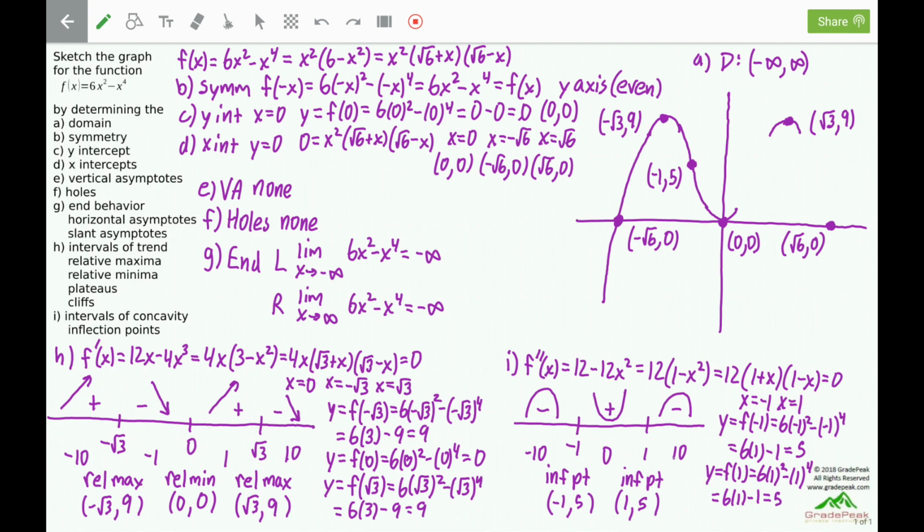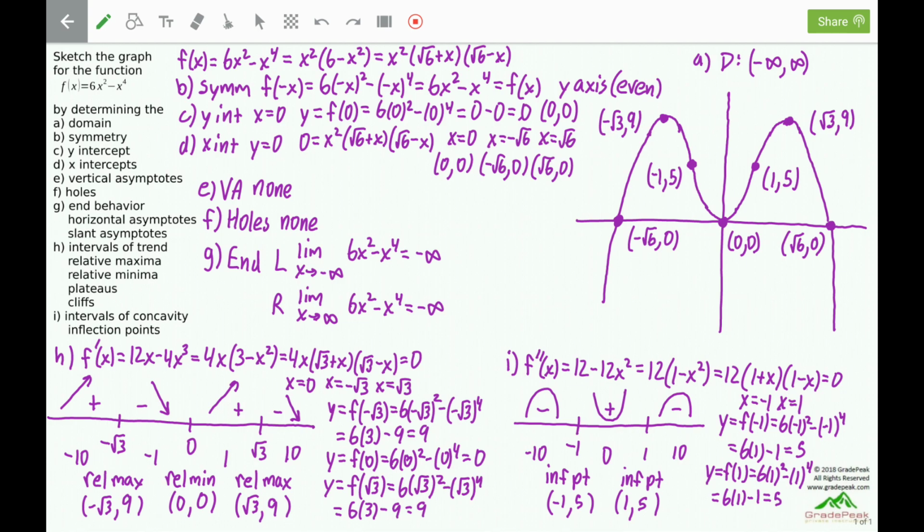We have another inflection point occurring at +1, 5. So that'll sit somewhere about right here. Again, we can label this one. This is +1, 5. And on the left side of it, it's still concave up, so it's curving upward. But right there, it's going to change and start curving downward. And then it's going to stay curving downward for the rest of the time, like so.